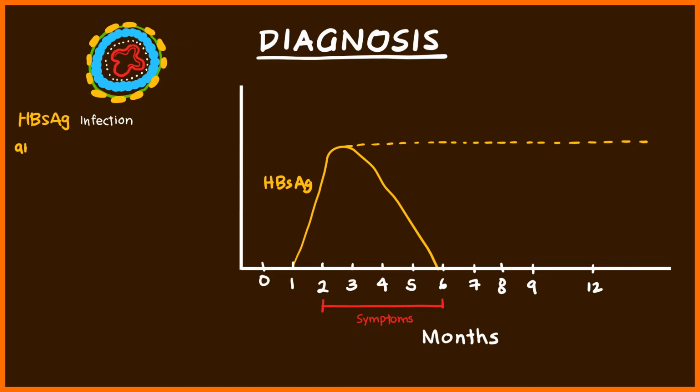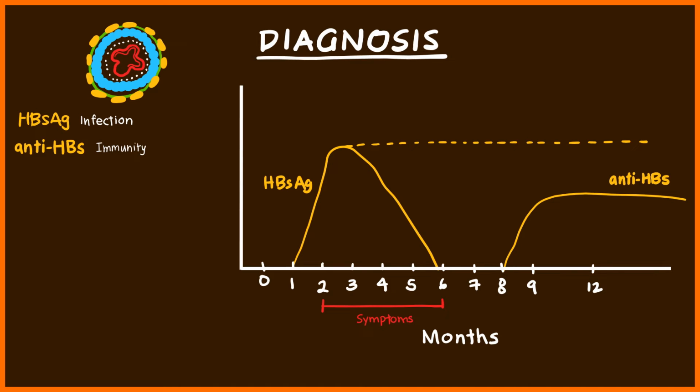Now, of course, if you have a surface antigen, your body will make antibodies to fight it. And so the surface antibody is associated with immunity. So whenever you see surface antigen, think they have an infection. If you see surface antibody, think immunity. The surface antibody develops around 8 months.